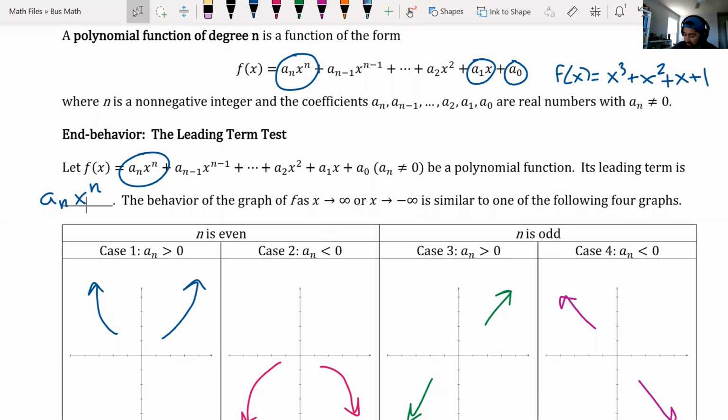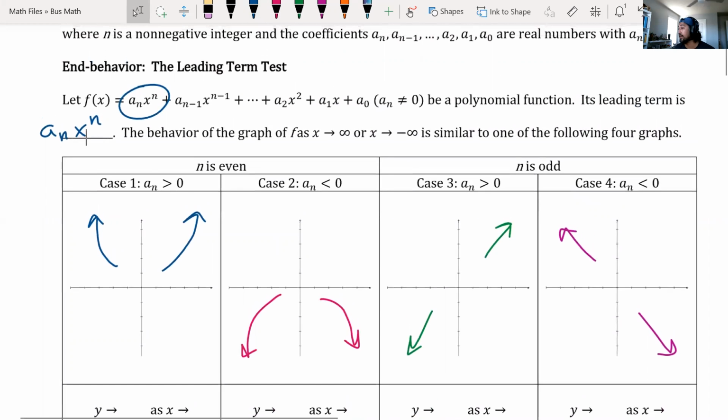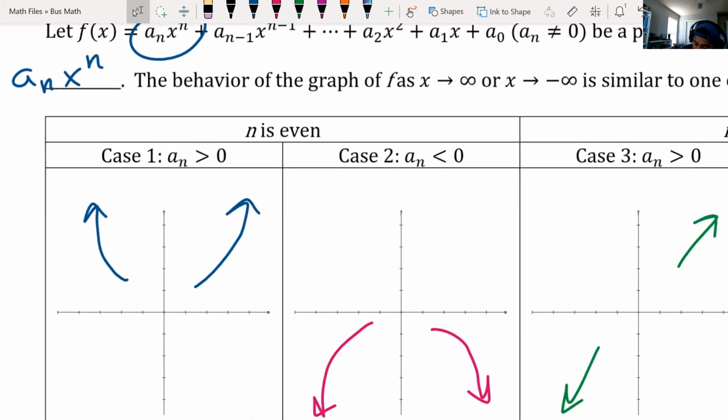All right, so I've already drawn out the end behaviors for us. All we have to worry about is what case they belong to. For the first two graphs, these cases are when the degree is even. So I'll write that in here: degree is even. So for case one, if we have an even degree and a positive leading coefficient, this means that the tails will open up.